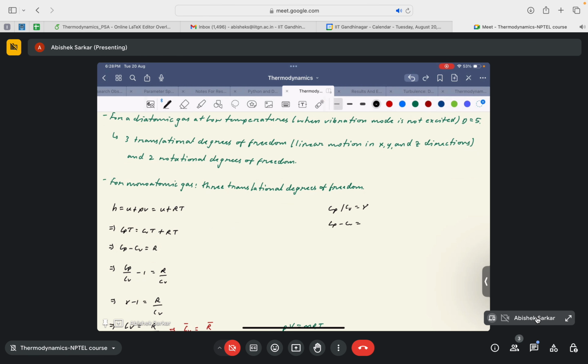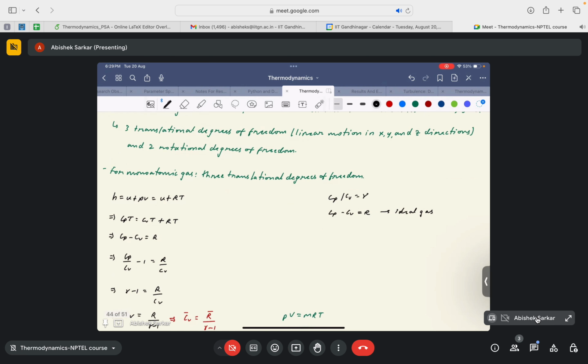But it's very important that we are considering this only for an ideal gas. Why? Because we are applying the ideal gas law while deriving the expression for enthalpy. That's why this relation is only valid for an ideal gas. For real gases, Cp minus Cv is almost equal to R, but for ideal gases, this becomes exactly equal to R. So that's the catch.